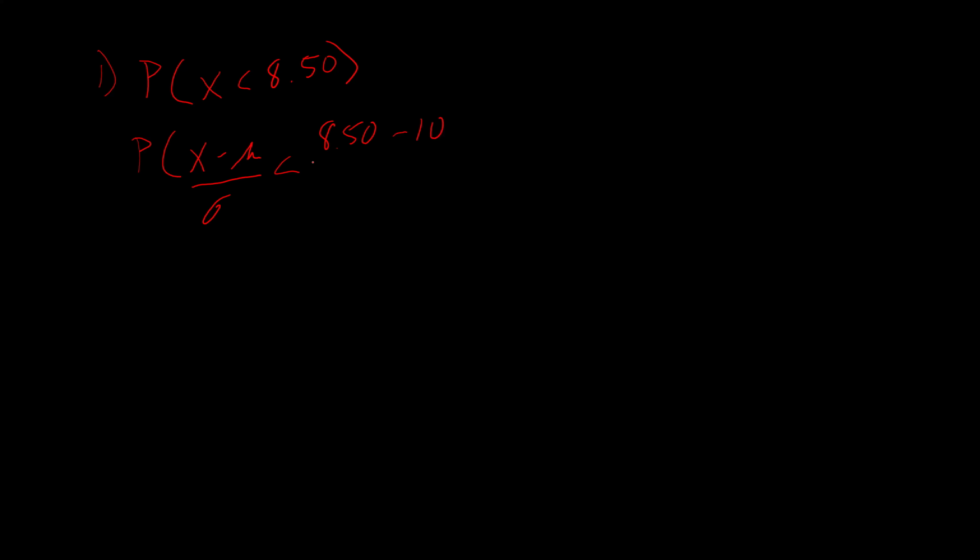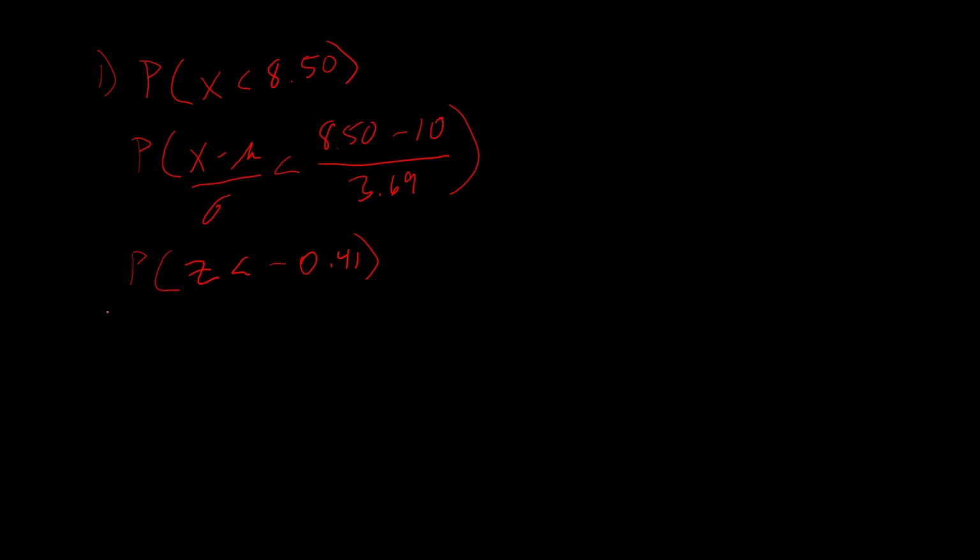So it's 10 over 3.69. If I reduce all of this down, it's going to be the probability of z being less than negative 0.41. So you should be getting something close to that.